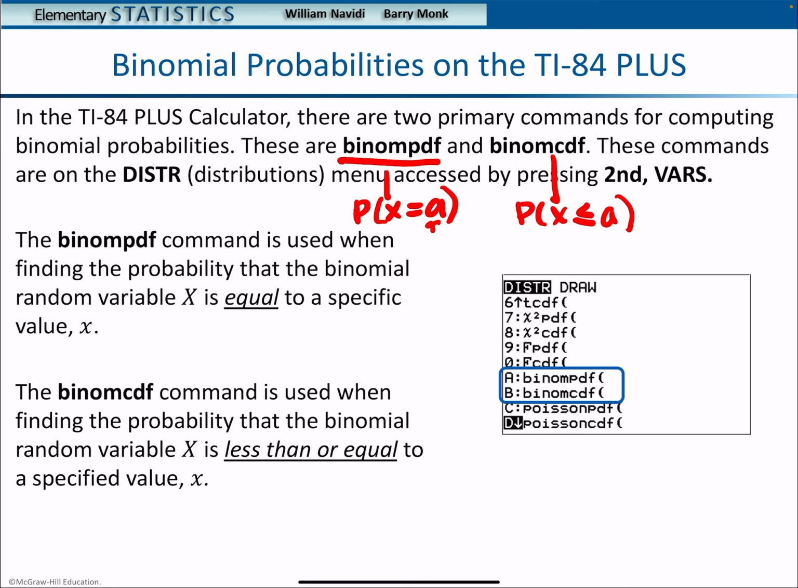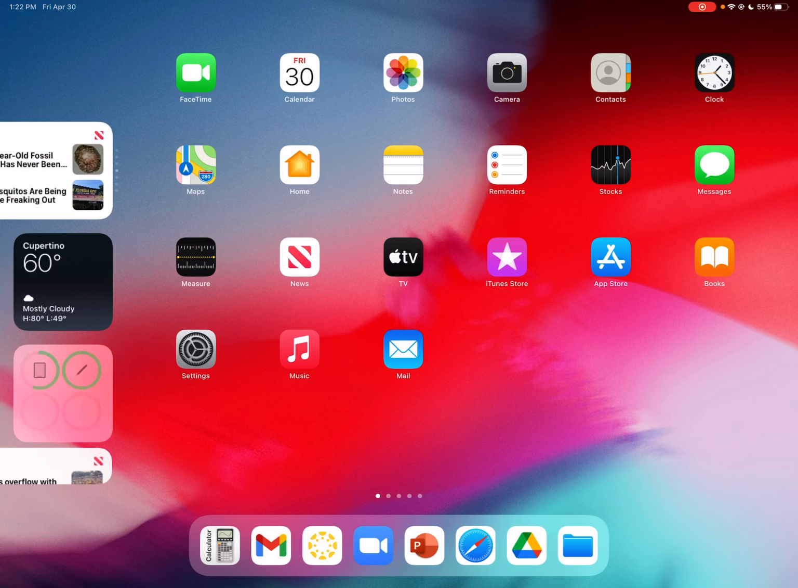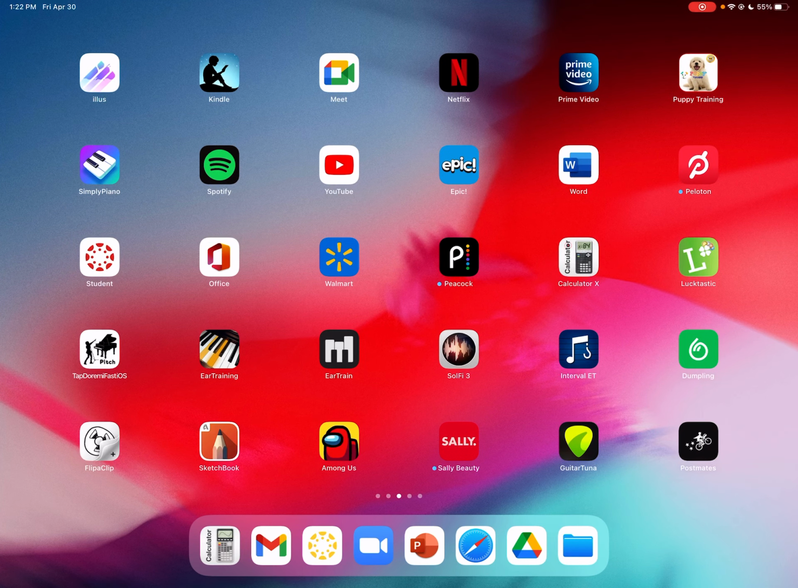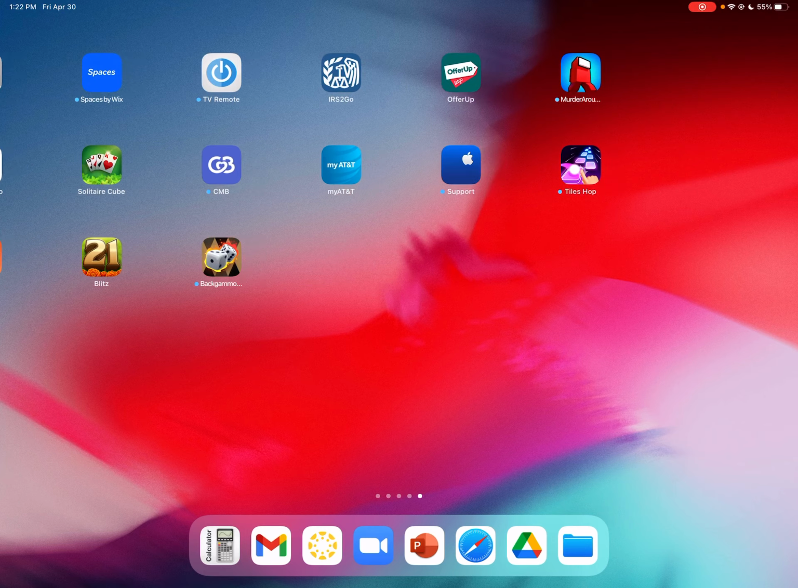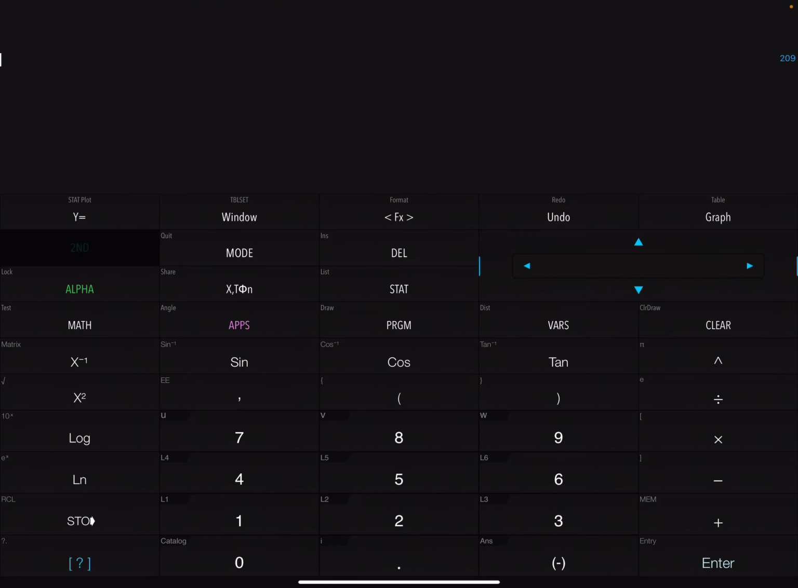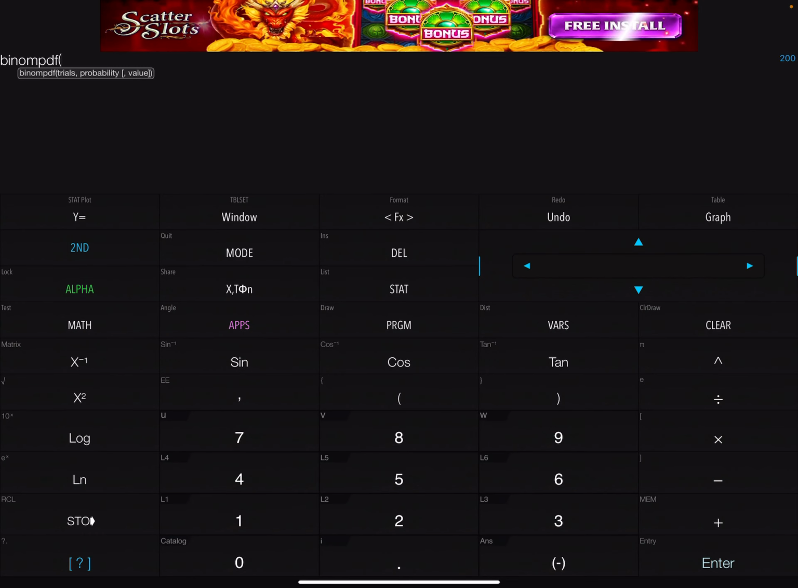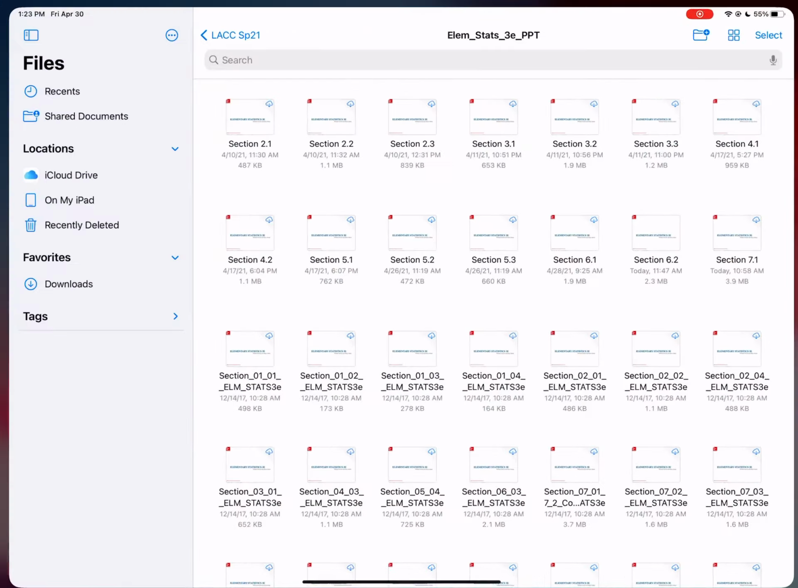Okay, so how do we get these commands? You need to hit 2nd and VARS, and then you're going to see this menu. So let me show you. You would go second, and then hit VARS, which is distribution, and then you would go to binom PDF, and then you would enter trials, probability, and the number that we're talking about. Okay, so back to where we were.